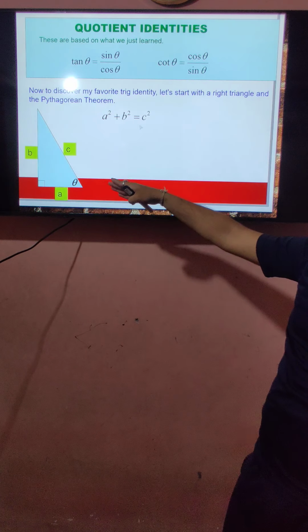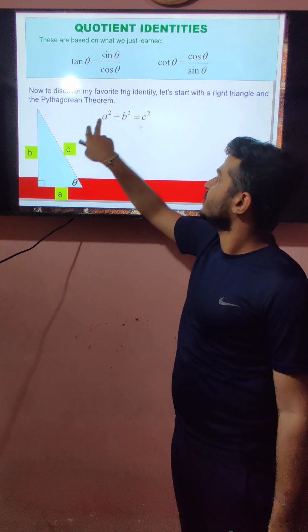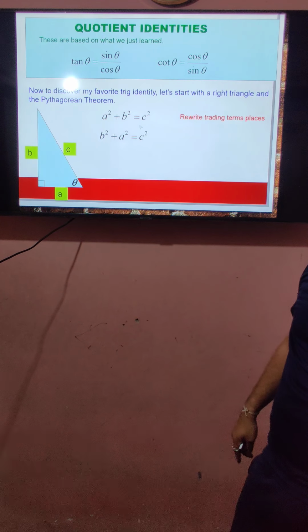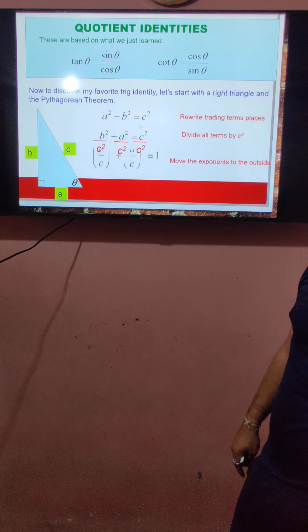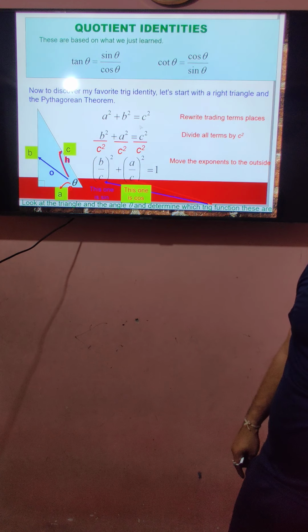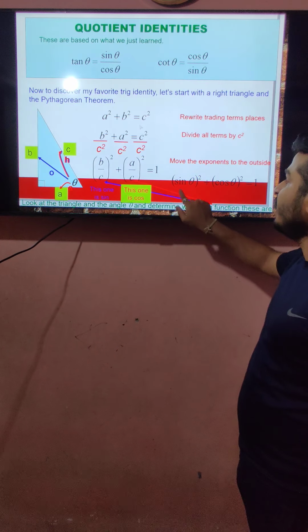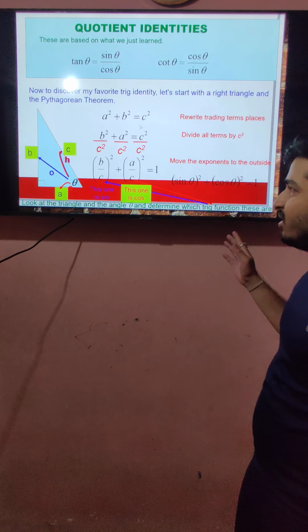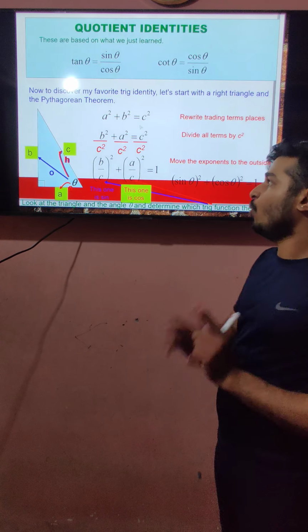Now, you know Pythagoras theorem: hypotenuse square is equal to the sum of the squares of the other two sides. So a square plus b square is equal to c square. Now you can define this also as an identity: sin theta whole square plus cos theta whole square is equal to 1. This is the derivation for sin square theta plus cos square theta is equal to 1, students.